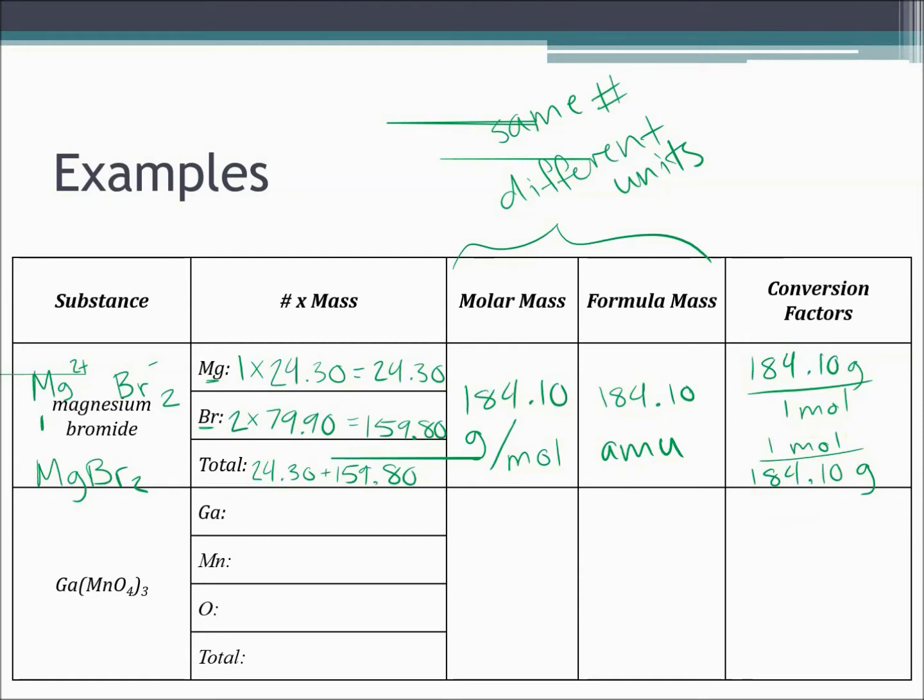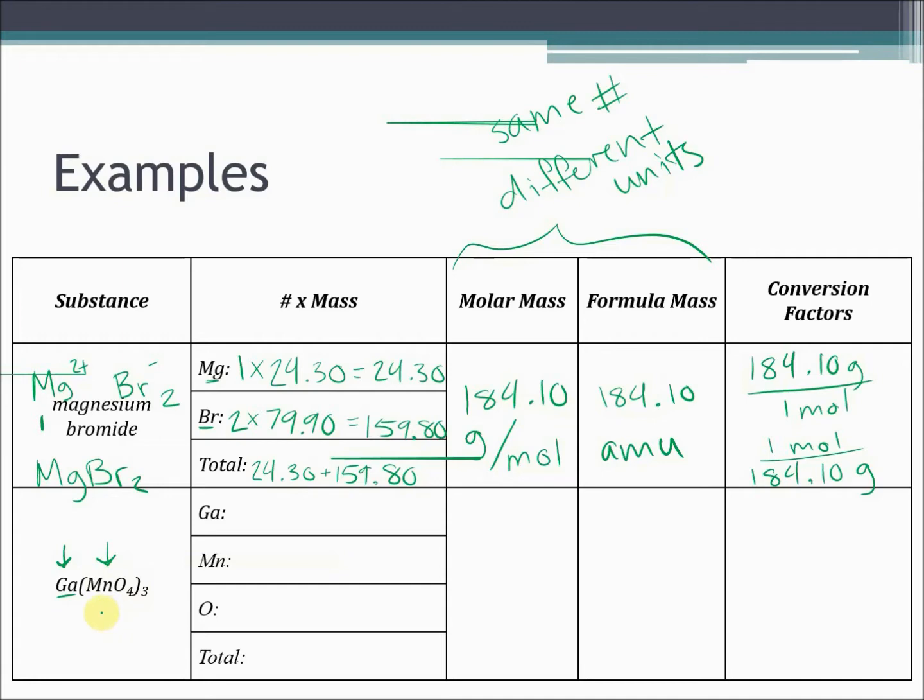Before we do that, let's do one more example here. This time the formula has been given to us. To name it, Ga is gallium and it's a metal, so we should know this is going to be an ionic compound, which means we won't use any prefixes, just name the first thing, name the second thing. So this is gallium. It's not a transition metal, it's really just gallium. And then this MnO4 is an ion that you haven't learned yet, but you will learn soon. This is permanganate. So the name of this compound is gallium permanganate.